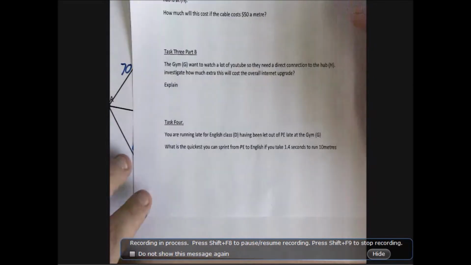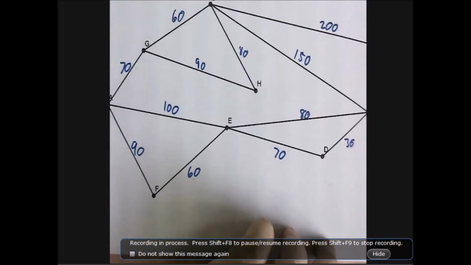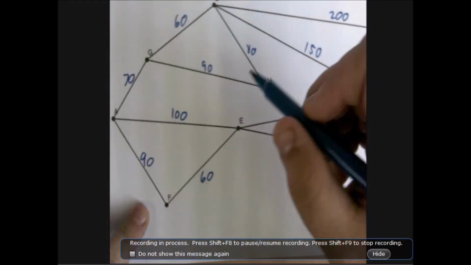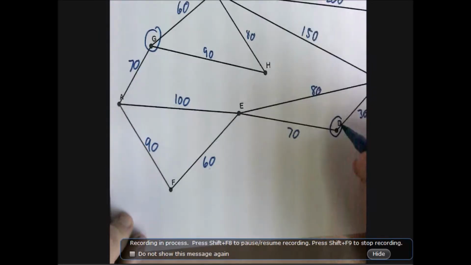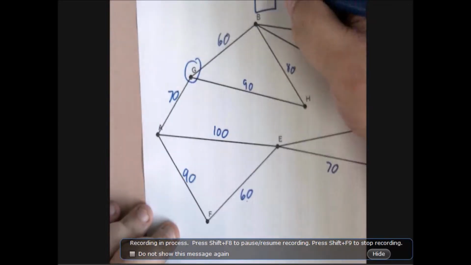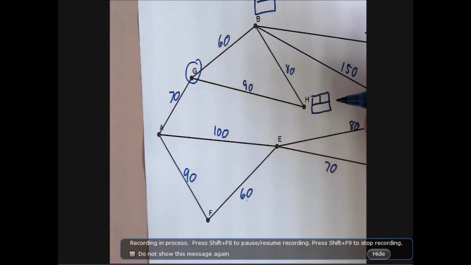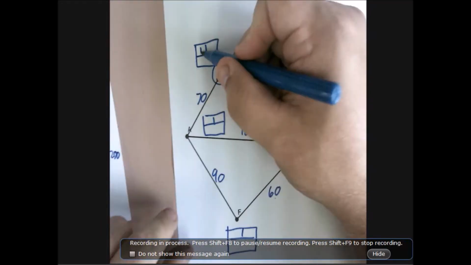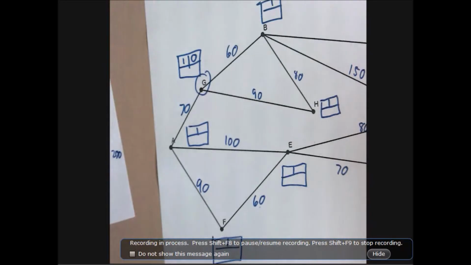Final question. Running late for English class, having been let out of the gym, what was the quickest sprint from PE to English? We're trying to find the shortest path from PE to English, from G to H. To do this, I need to put my boxes in order to do Dijkstra's algorithm. G is our starting point, so its total distance will be 0. I then need to update every box with its distance from G.